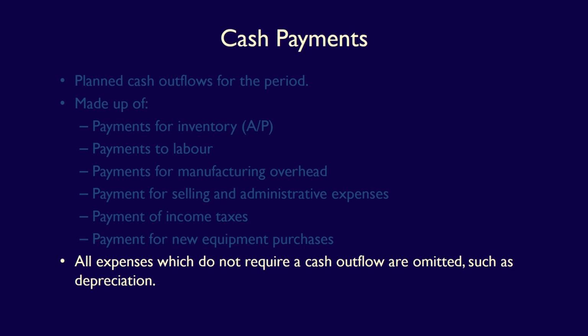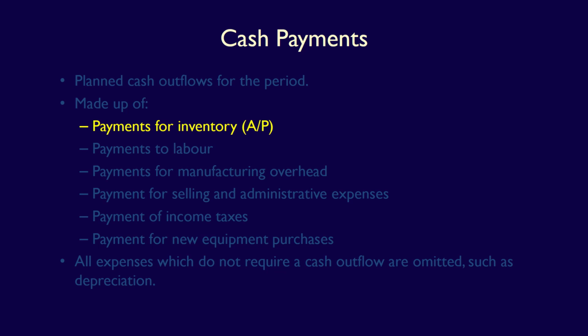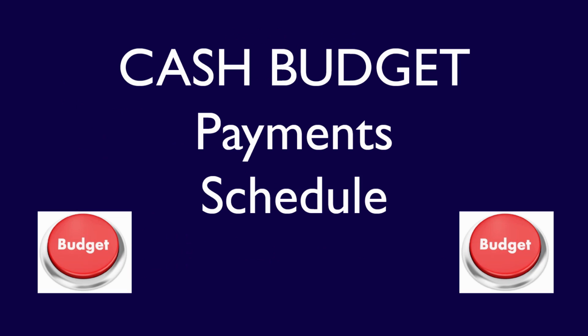Note that any expenses which do not require a cash outflow, such as depreciation expense, are excluded from the cash budget. In this video, we'll be focusing on cash outflows caused by payments for inventory, raw materials inventory to be specific. These are represented by accounts payable, and to do that, we'll use a cash payment schedule.